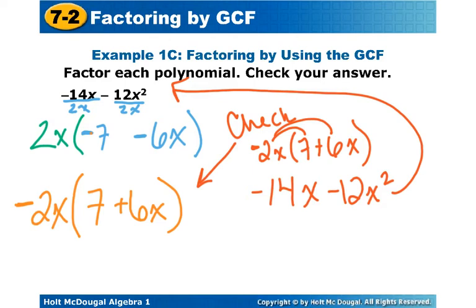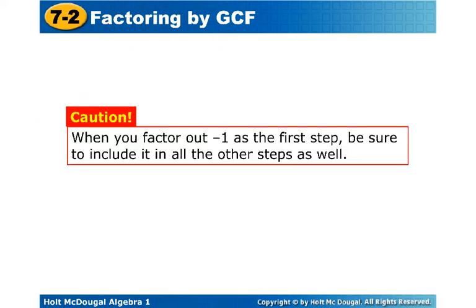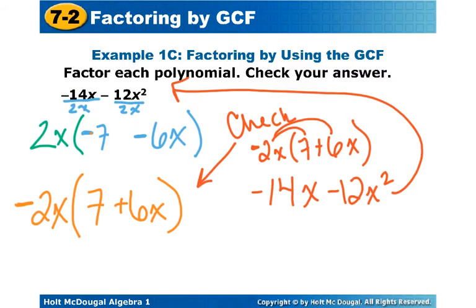Now, there's one other case that we're going to talk about. And before I get there, when you factor out a negative 1 as the first step, be sure to include it in all your other steps as well. So, in this, if I were to write this as just being a negative 1 times the 2x, I would have to make sure to include that in all my steps. But I'm just going to always take out the negative value. But sometimes you're only able to take out a negative 1.